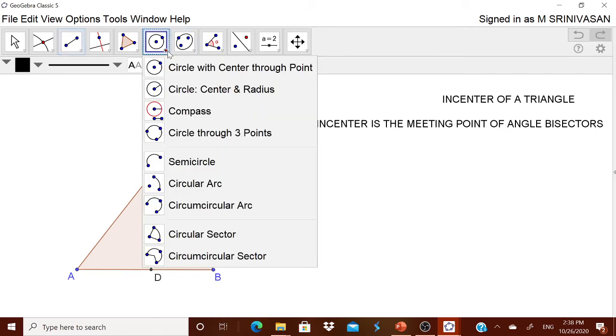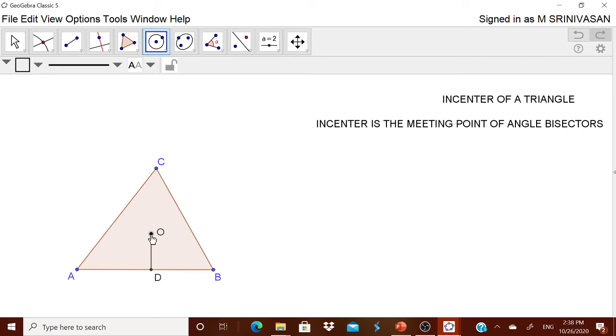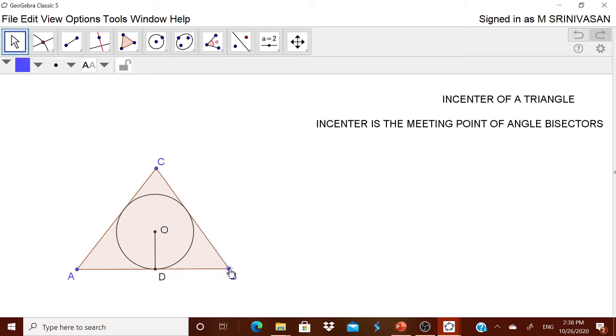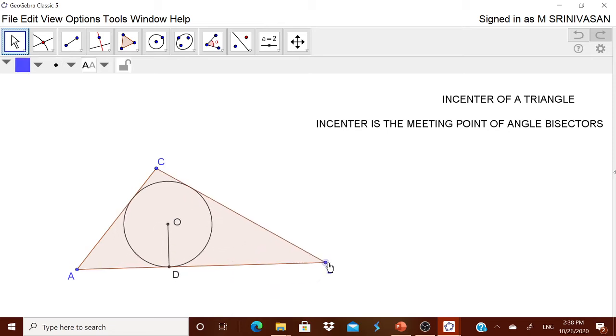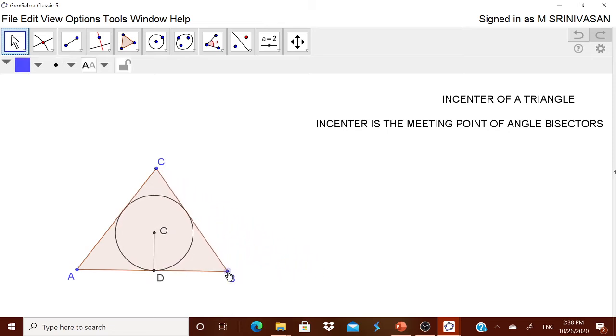For that let us go for the circle: circle with center and through the point, choose O and then go through D. Now how are you seeing it? It touches the other sides also. When you move it, it is just touching like that. Okay, well. Now we will go to the next idea, that this O is the incenter.